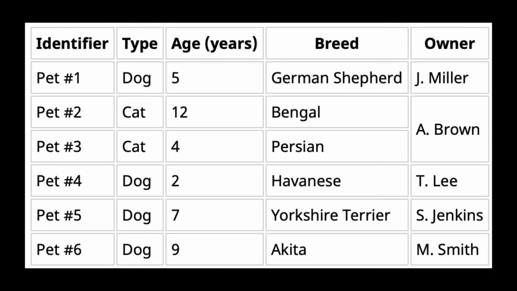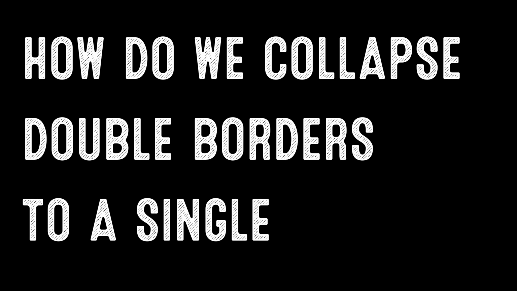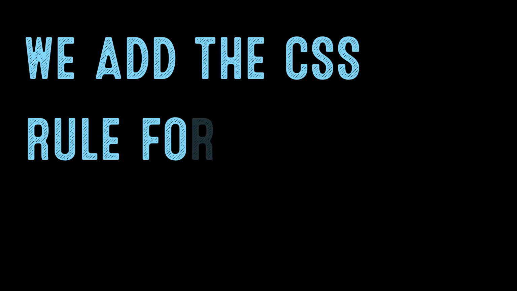The daily code snippet. So with tables, you need to add a line of CSS that will tell the browser to collapse the double lines to single lines. How do we collapse double borders to a single line? We add the CSS rule for border-collapse and set it to the value of collapse.